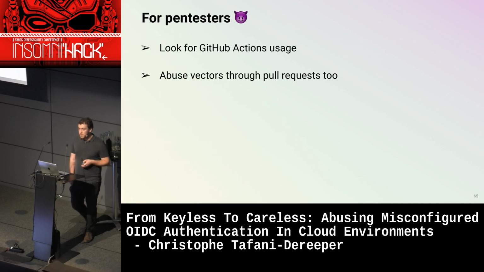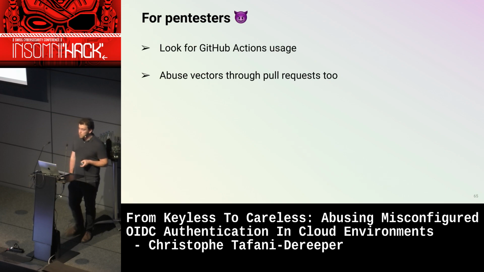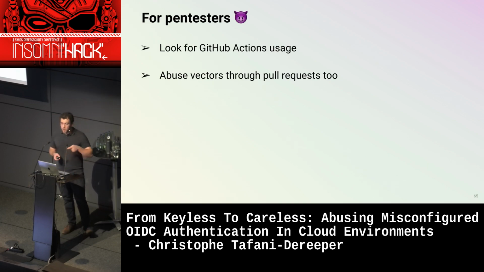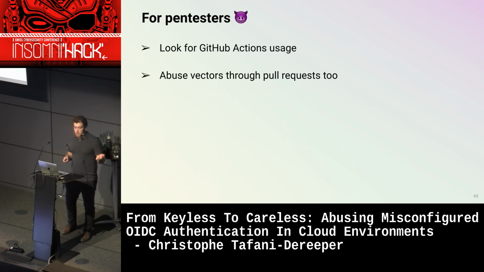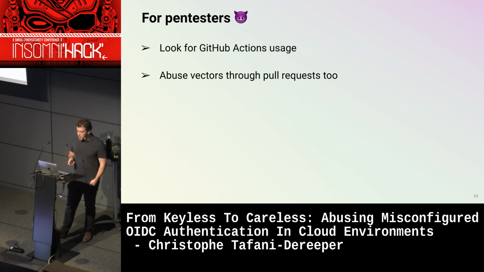For pen testers, I think it's a great opportunity. If your target is using GitHub Actions, there are some attack vectors. One of them is this one. There are also some vectors for pull requests. So typically, in many cases, you are able to open a pull request and modify the CI pipeline to do malicious stuff. And this will run in the context of your pull request. So these are some good opportunities.